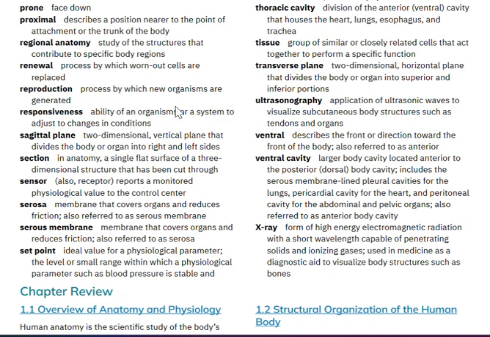Renewal, process by which worn out cells are replaced. Reproduction, process by which new organisms are generated. Responsiveness, ability of an organism or a system to adjust to changes in conditions.